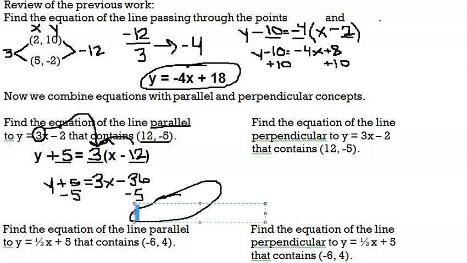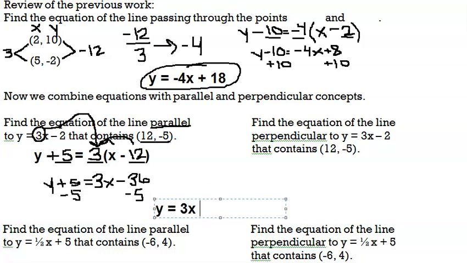Here, let me get rid of that circle. That was not very pretty. We got y equals 3x minus 41. There you go.